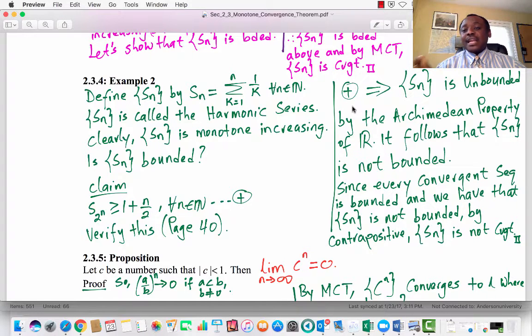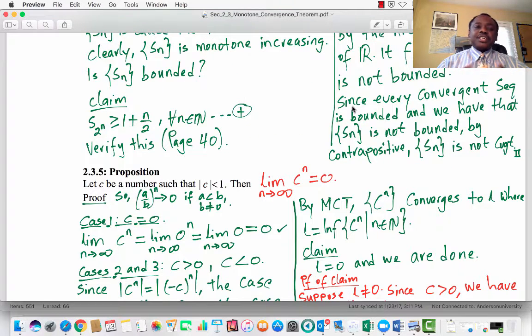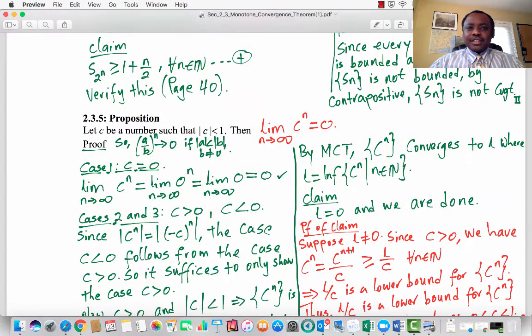But we do know that every convergent sequence is bounded. So if we find a sequence that is not bounded, we can conclude that the sequence is not convergent. So our sequence, as beautiful as it is, is not a convergent sequence. Now let's change gears and look at a couple of other proofs from this section.